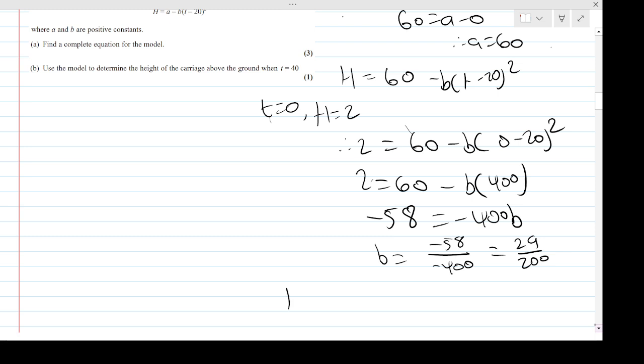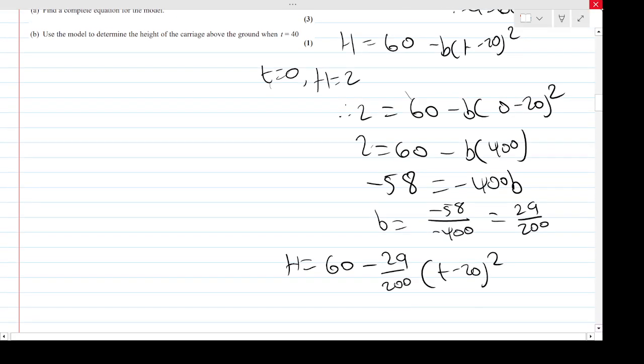So therefore, because now we've found all the missing values, H is 60 minus B, which is 29 over 200, lots of T minus 20 squared. There we are. Cool, so that's part A done.